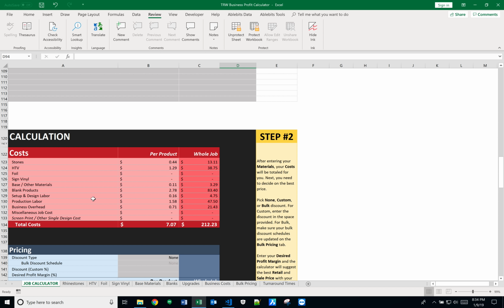Okay, setup and design labor. You can see per product, that's 16 cents. And then for the whole job, it was $4.75. Well, how did we arrive at that? Let's take a quick little detour. We're going to click on this tab called Business Costs. This is a good thing to set up when you first set up your calculator.